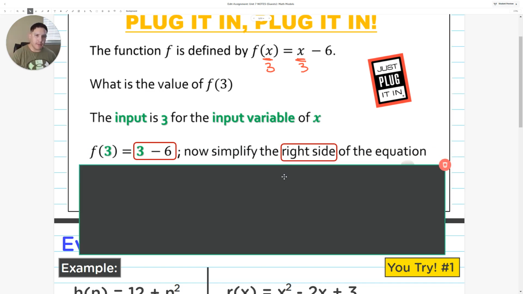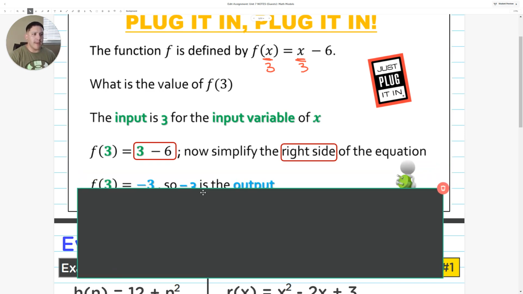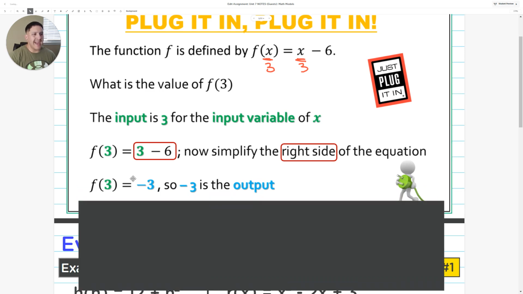And now we're going to simplify the right side because we no longer have any more variables. It's just numbers that we can simplify into one single number. So when you do so, 3 minus 6 will give you negative 3. And so the output is negative 3 when the input is 3. F of 3 equals negative 3 for this function right here.